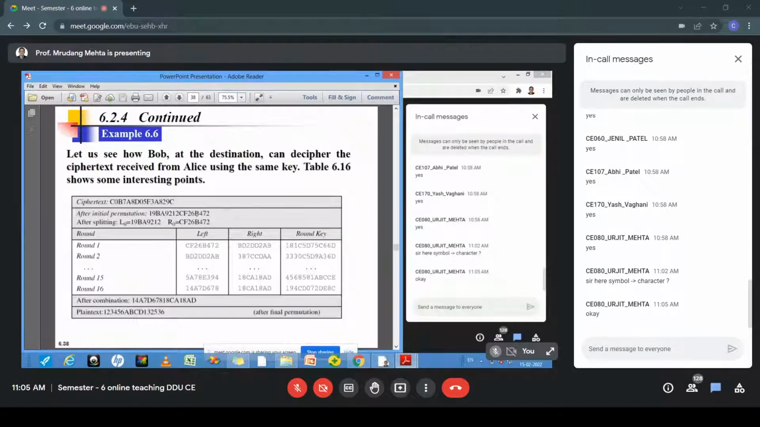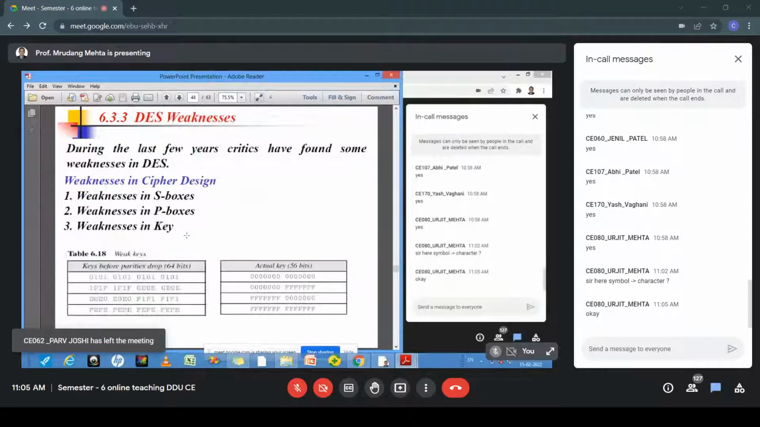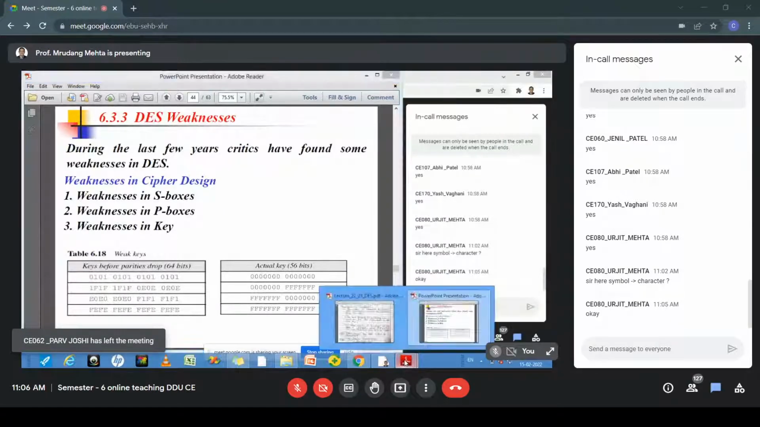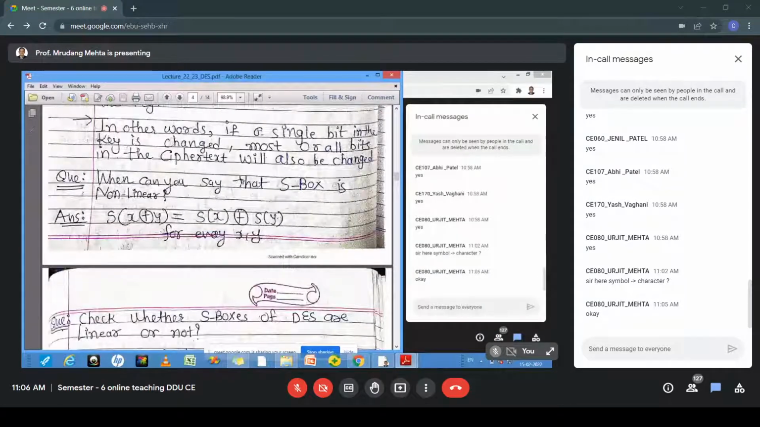So in the beginning, I explained the decipher process, and this is the example of that decipher process. And we discussed the properties, and now we discuss some weaknesses. But before that, there is an important property. When can you say that S box is non-linear?